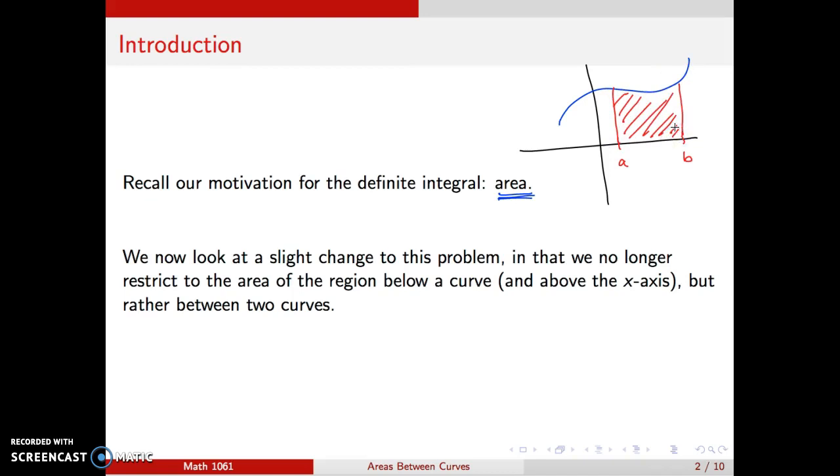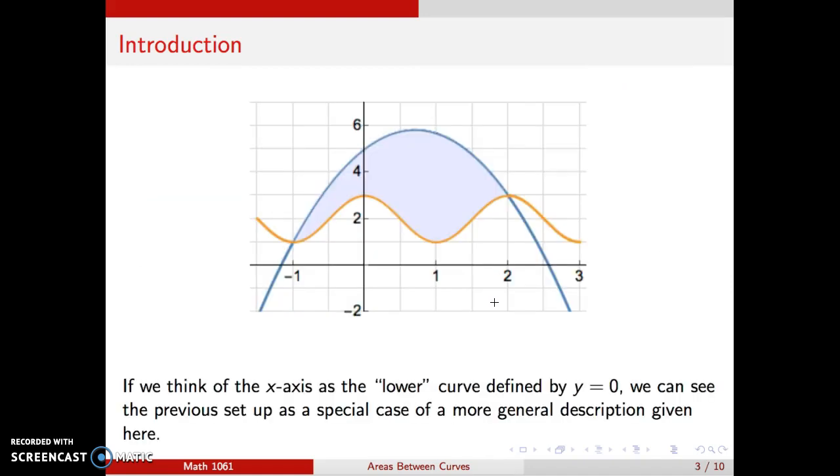So what we're looking at now is a slight modification of this problem, that we're no longer restricting to the area of the region below the curve, something like this, which we meant and above the x-axis, but rather between two curves. So something maybe like this guy right here. So now I'm bounded above by this, looks maybe possibly parabolic, and this that looks maybe trigonometric, maybe sinusoidal or something, sine, cosine, something like that. So this would have been kind of the old case. This would be the new thing now.